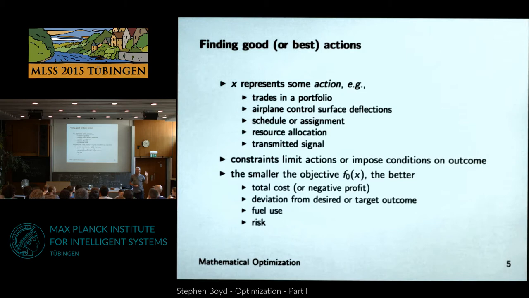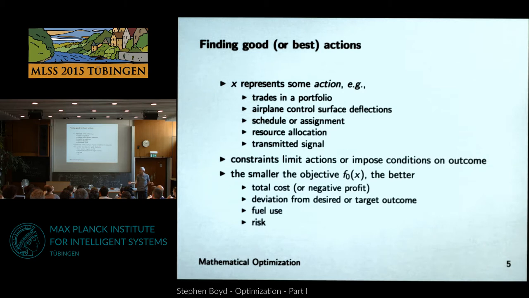Okay. Now, in these cases, the constraints limit the actions or impose conditions on the outcome, right? So, for example, in portfolio optimization, in some cases, by law, you cannot have a short position. And so some trades would be literally against the law, right? Or against policy or something like that. Or they'd be outside of the possible range of actions. They could tell you something like, if you're doing resource allocation, the total number of cores I'm assigning has to be less than the total number of cores available.